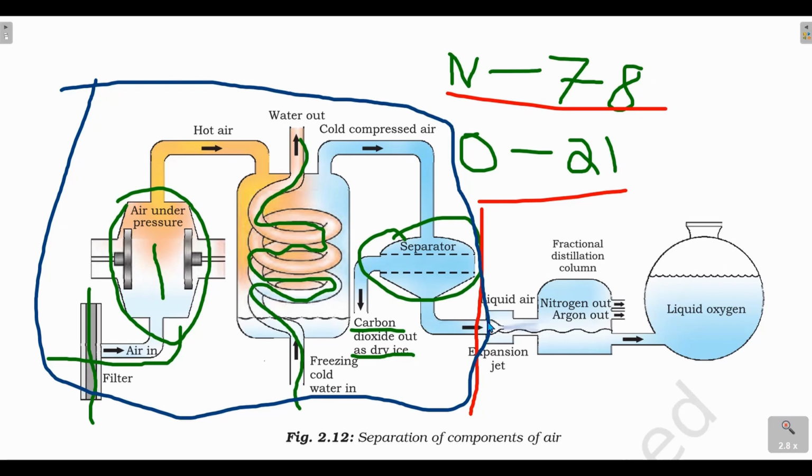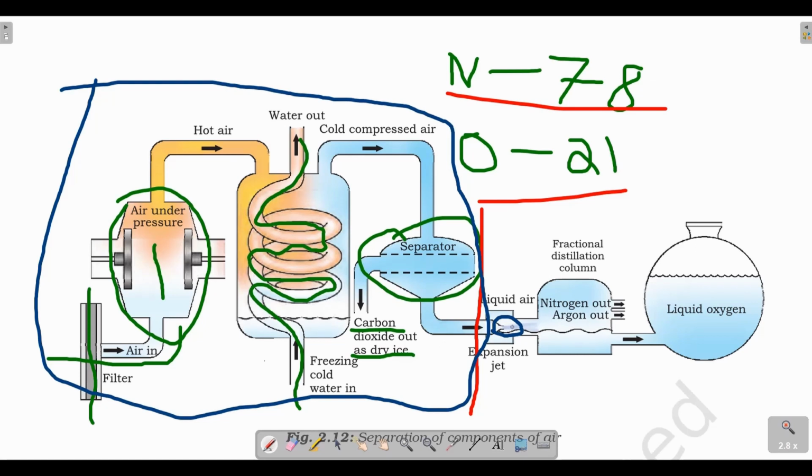So when this liquid air is passing through a nozzle, it is also called an expansion jet. Why is it known as an expansion jet? Because while this liquid air is passing through this nozzle, the air is getting expanded. So what will happen? As this air expands, it slowly warms up. It is similar to boiling, because it is converted from liquid to vapor.